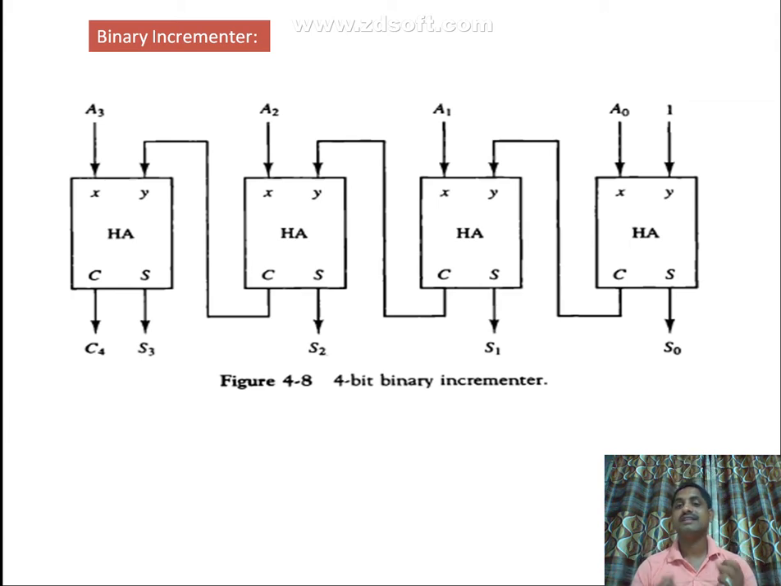The circuit receives the 4 bits A0, A1, A2, A3, adds 1 to them, and generates the incremented output S0, S1, S2 and S3. It is called a 4-bit binary incrementer. When you have to increment a number, you can go for this binary incrementer.